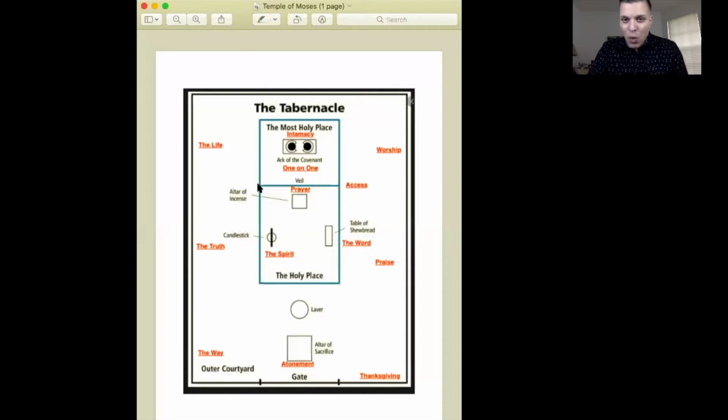So what we're looking at here is a pretty simple view of the Temple of Moses. I want you to notice a couple of things. The gate was located on the east side. The gate, if you can look at the bottom of the image there, that was the east side. So the northern side would have been over here, which would have been to the left of the holy place. The south would have been to the right of the holy place. And then where the word tabernacle is written, that would have been the west.